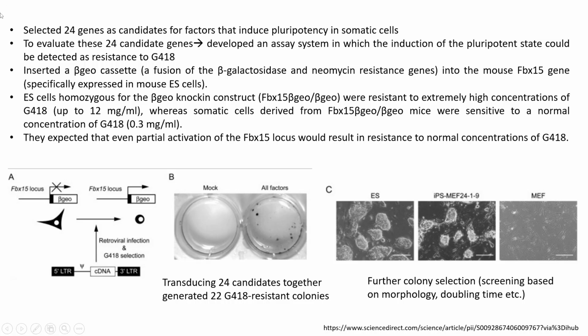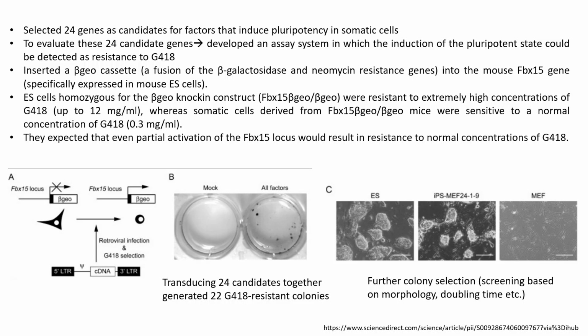So there was already information about some genes that might be upregulated or some candidates that might be there. So they decided, let's comprehensively go through all of these candidate genes and do a kind of permutation combination to see which combination of genes is really required for inducing pluripotency. So they developed an assay system. I'll just explain it in brief. This is basically an assay system that could check if induction of pluripotency has happened or not.